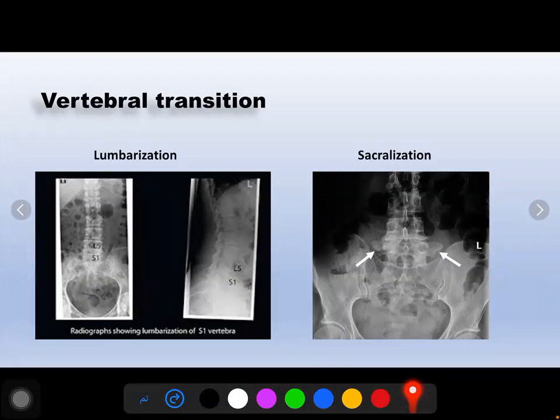In this case of sacralization, the upper sacral vertebra is separated from the sacral bone, as you see with its transverse process. It is separated from the remainder of the sacral bone. While in lumbarization, the L5 vertebra is seen fused partially or completely with the sacrum. This is the AP view and this is the lateral view. It is not separated from the sacrum, it is fused with it, and this is called lumbarization.